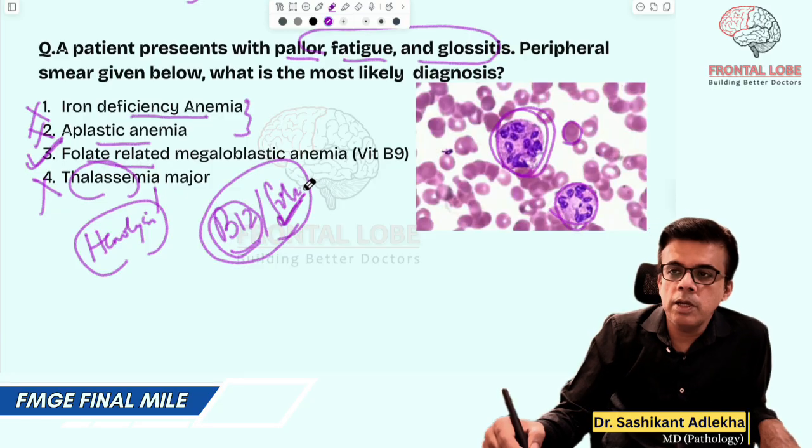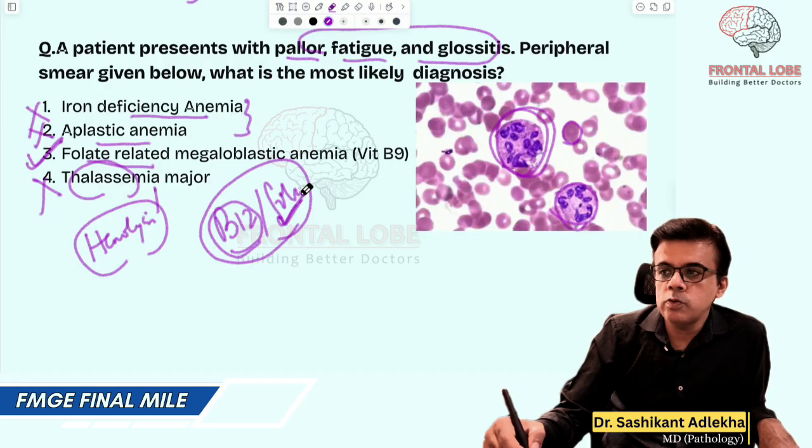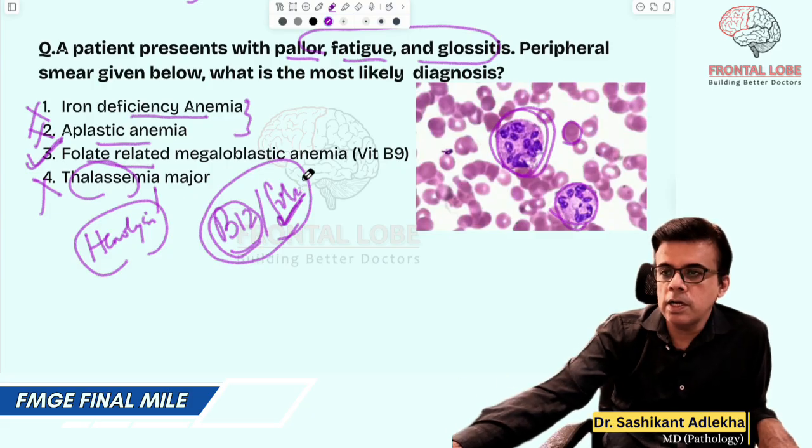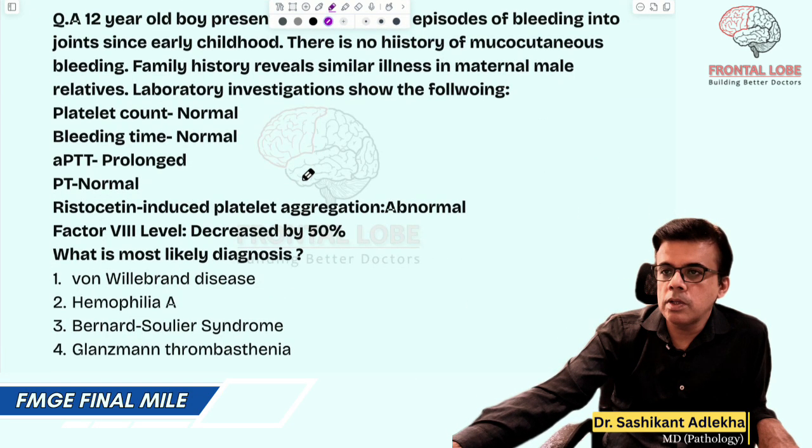Iron deficiency anemia, aplastic anemia, and thalassemia major will not have hypersegmented neutrophils and will not have glossitis also. The most important thing is the hypersegmented neutrophil over here, and some of the macro-ovalocytes are there. So that is a characteristic feature of folic acid deficiency. That is the correct answer over here.